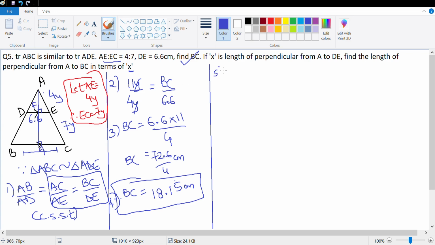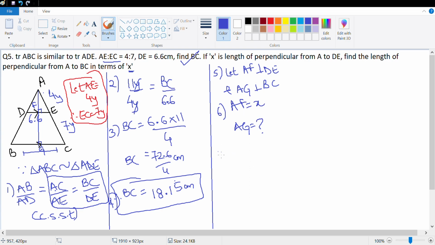Let's write our assumption. Let AF be perpendicular to DE and AG be perpendicular to BC. What is given is AF is equal to x. We need to find AG is equal to what? That's what we need to find.